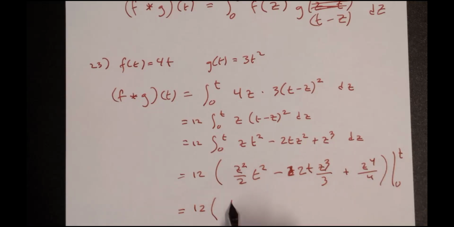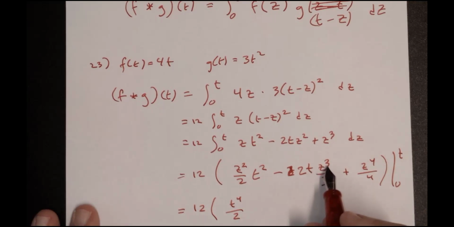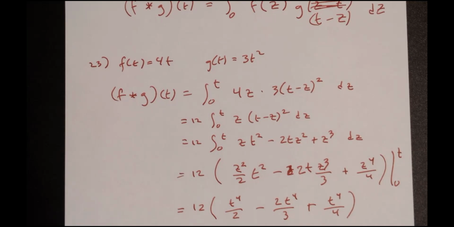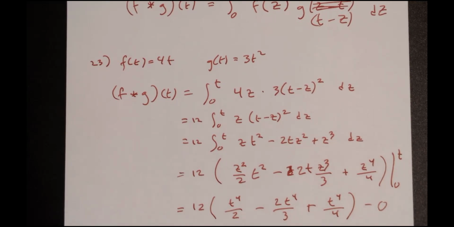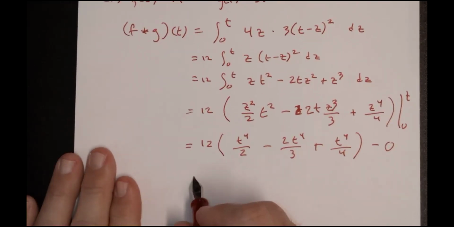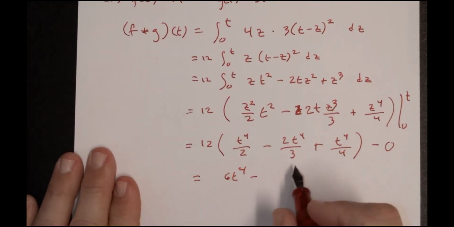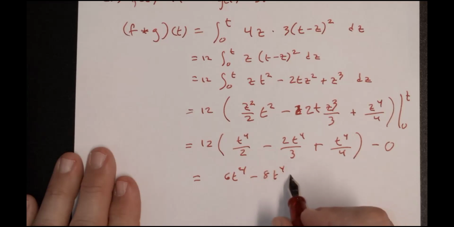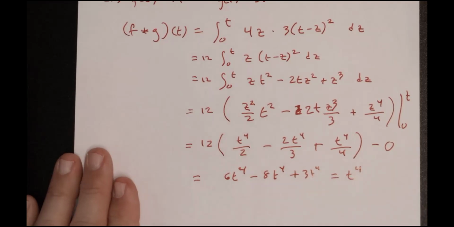Here, I get t to the fourth over 2. Here, I get t cubed times t, so 2t to the fourth over 3. And here I get t to the fourth over 4. Then I put in 0 for all of those z's, and I get 0 everywhere. I am going to multiply through by the 12 because I think that'll make my life easier. This is 6t to the fourth minus 8t to the fourth plus 3t to the fourth, which is just t to the fourth.